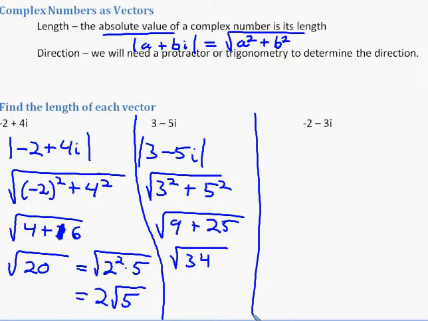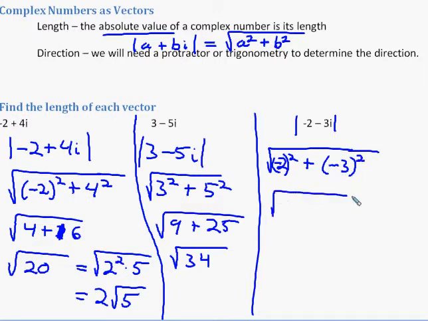And then this one, again, the absolute value of this will help us find the length, which is simply the square root of negative 2 squared, although it doesn't matter because a negative times a negative is positive, plus b squared. And so you get the square root of 4 plus 9, which is the square root of 13. So the length of this vector, negative 2 minus 3i, is the square root of 13. And so length is the absolute value of the complex number.